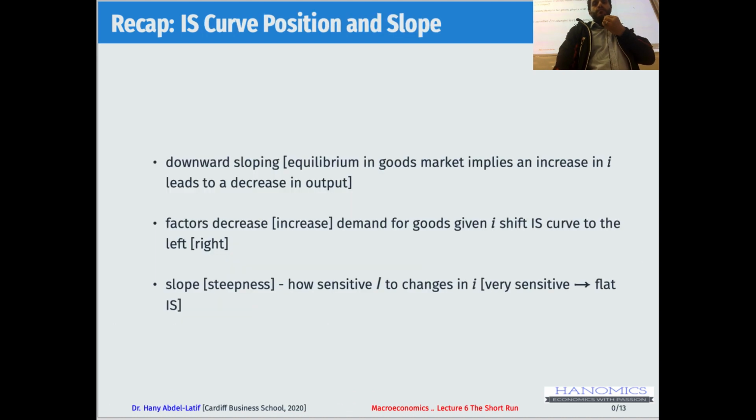On the other side, before we move to the LM, we talked about the slope and the position. So it's very important to understand what would shift the IS curve to the right or to the left. So again, any factor that shifts the aggregate demand upward will shift the IS to the right. Any factor that shifts the aggregate demand downward would shift the IS curve to the left.